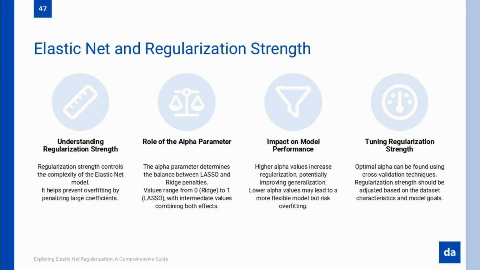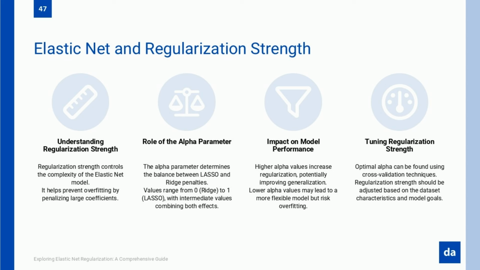The regularization strength is controlled by the lambda parameter, which determines how much penalty is applied to the model's coefficients. Choosing the right lambda value ensures that the model generalizes well to new data without becoming overly complex or overly constrained.